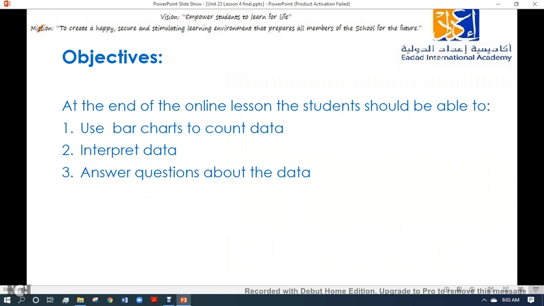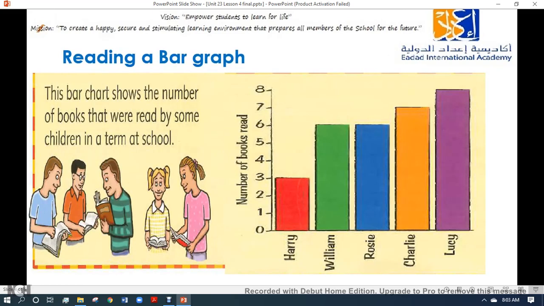Now for today, I want you to learn how to use bar charts to count data and interpret the data. Of course, we should answer questions about the data so that we can interpret them correctly. Now, how to read a bar graph. This is a bar graph of the number of books that the kids have read in school. Now, each bar shows how many books a student has read.